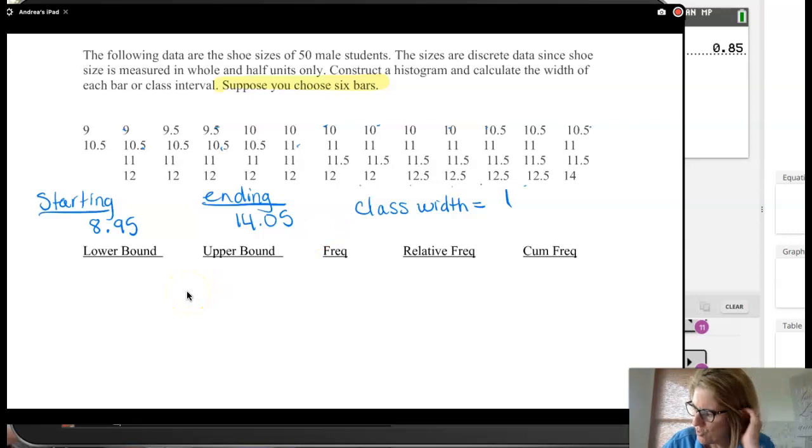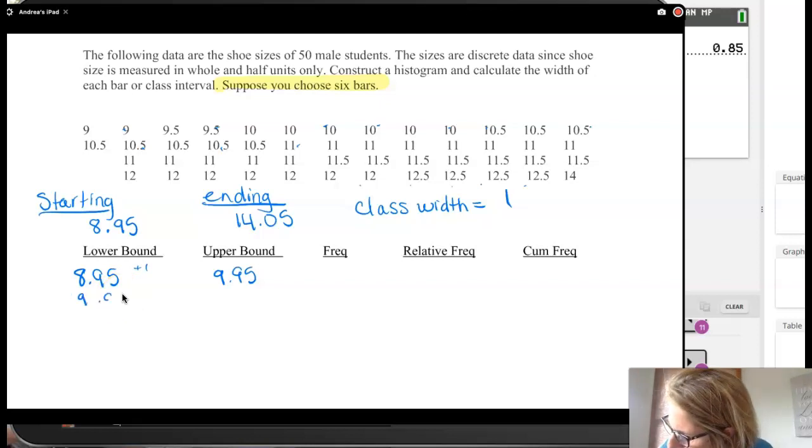So we're going to start our lower bound with our starting point of 8.95, and for our upper bound we just add 1. Plus 1, we get 9.95. Now these are called our boundaries, so they're going to touch. That's going to be the edge of our bars. Remember, in our histogram our bars always touch. Sometimes other books will use class limits, which are a little different, where they don't touch, and then you create these boundaries. So we're just starting right here with the boundaries.